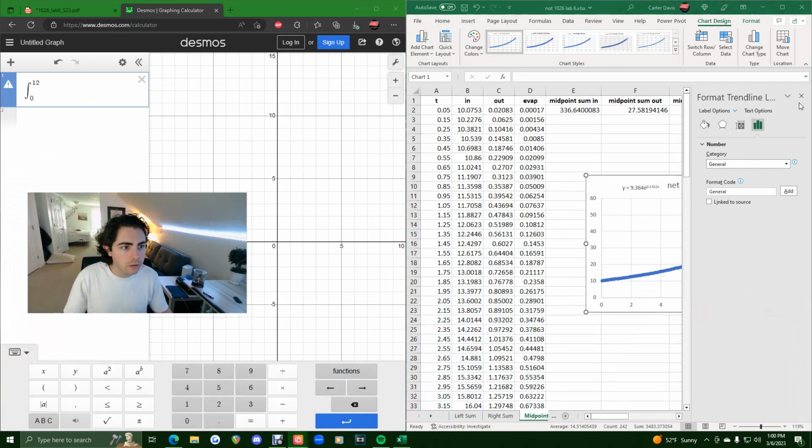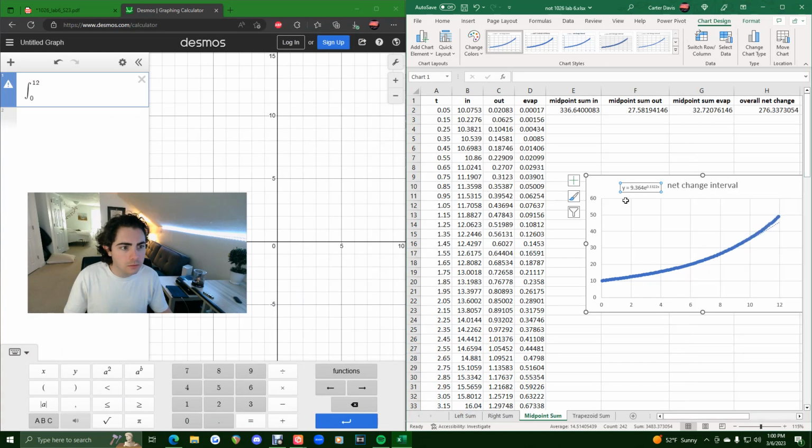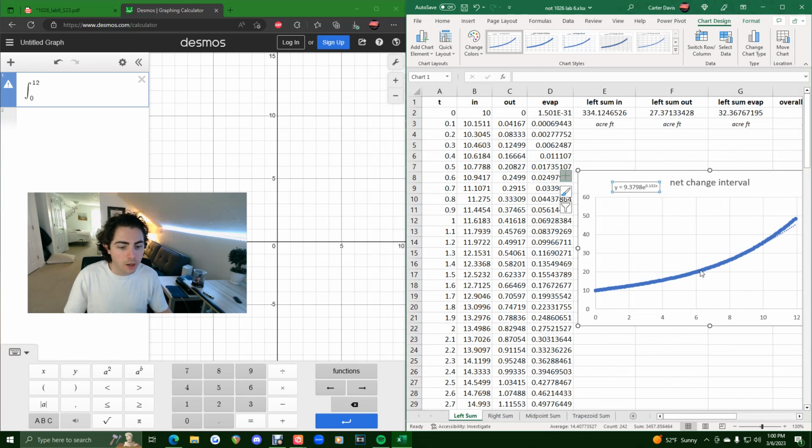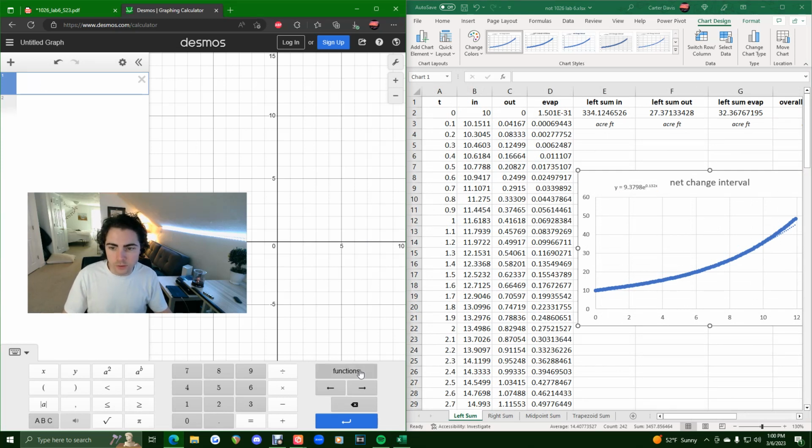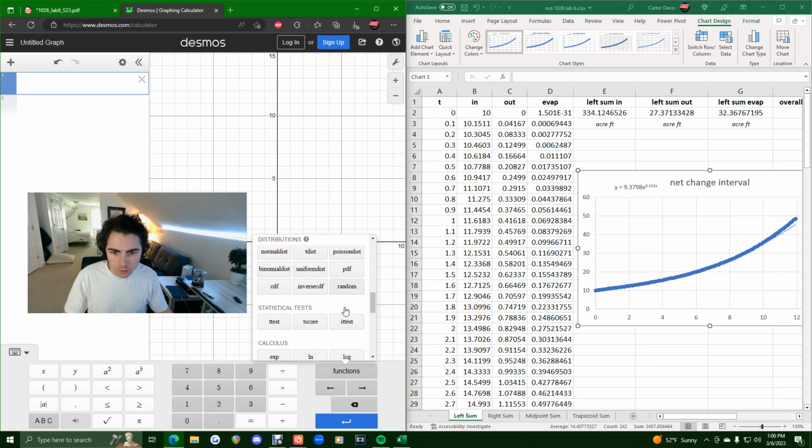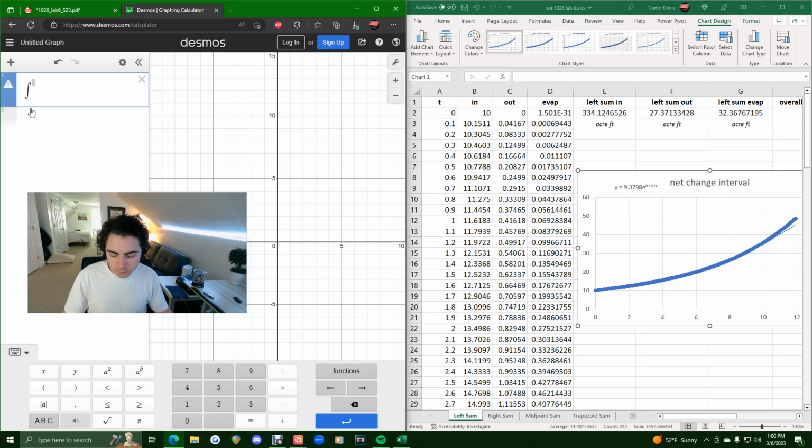Let's do this. Come on, left sum. All right, so for the left sum, we're doing the integral of 0 to 12. Let me show you how to get this in Desmos if you want to use Desmos. At this point, you shouldn't have to, but I'll go ahead and do it anyway.